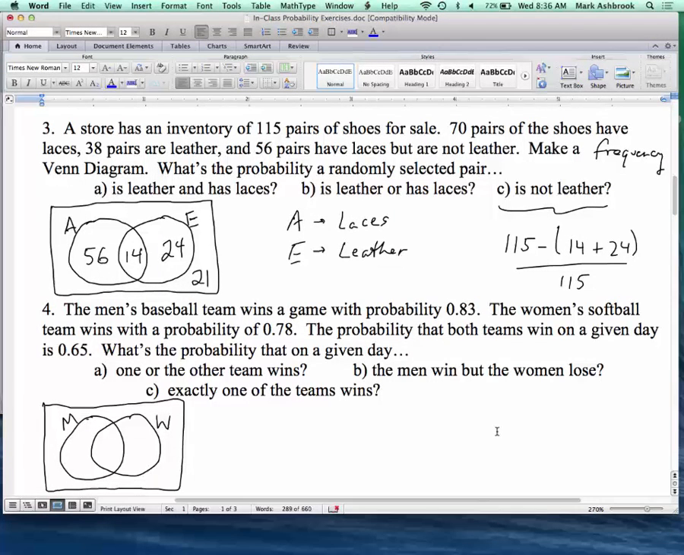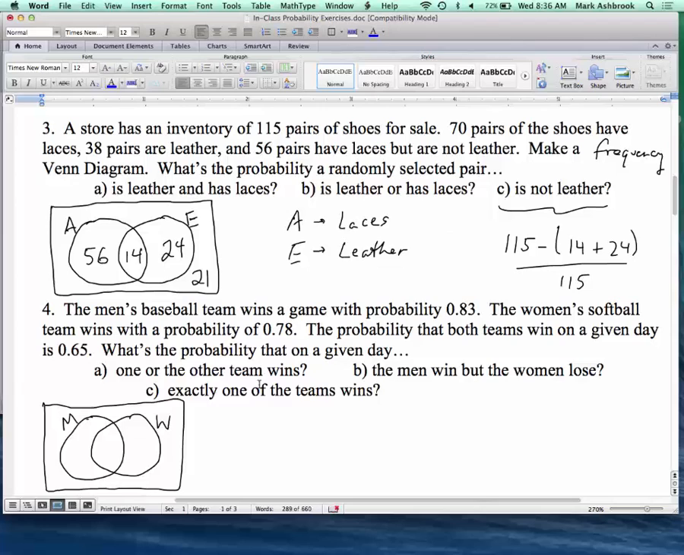Okay, so making that Venn diagram over here on the left, then we can answer any question. Probability of leather and has laces would be the 14 over 115. Probability of leather or laces would be anything in either circle. So you would add up those three, divide by 115. Probability is not leather would be, you could add up 56 plus 21 divided by 115, or take the total minus the leather circle over 115.